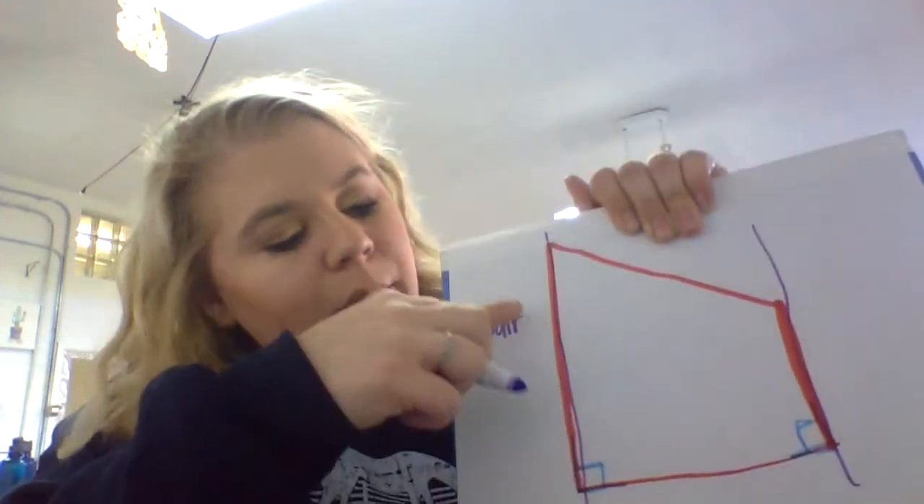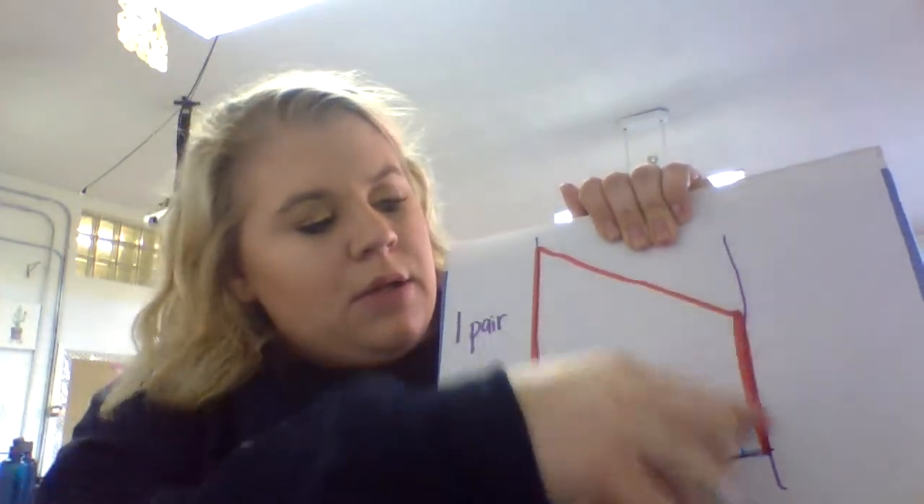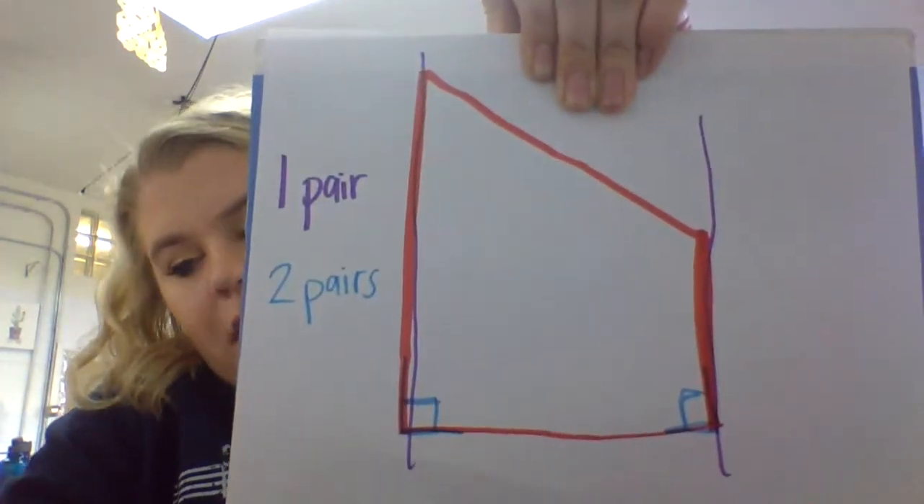So this shape has 2 pairs of perpendicular lines. 1 pair of parallel, 2 pairs of perpendicular.